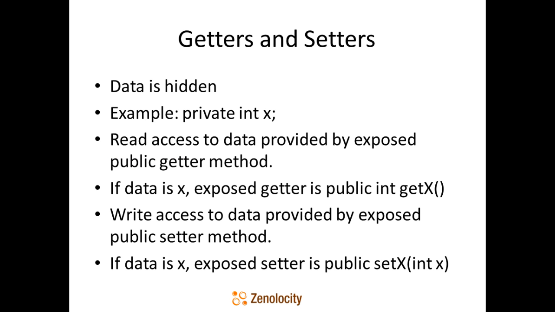Then there are some methods called getters and setters, provided in order to give access to the data which is hidden. If you have a private integer variable called x, then the getter is usually public int getx. It returns the value of x. The setter, which writes to this data, is public setx, and the return type is usually void because it's not returning anything, and you pass in a value of x which is used to set the internal data member of the same name.